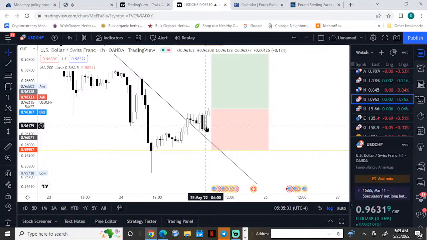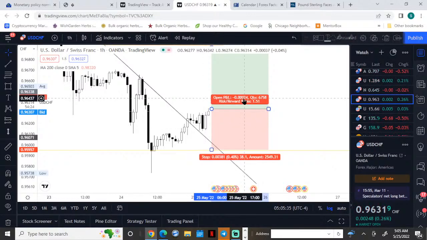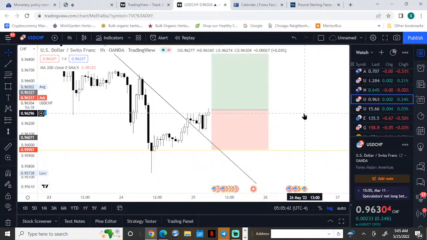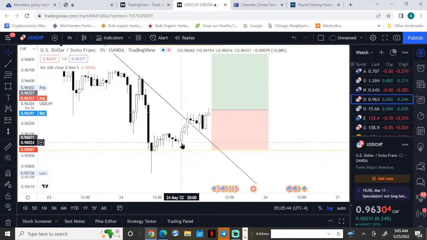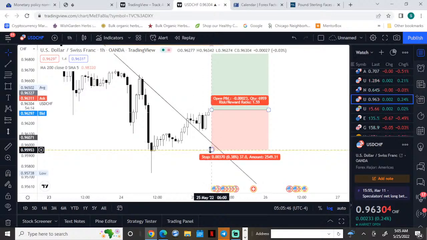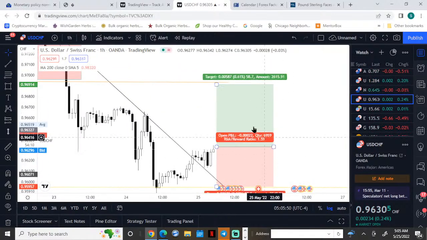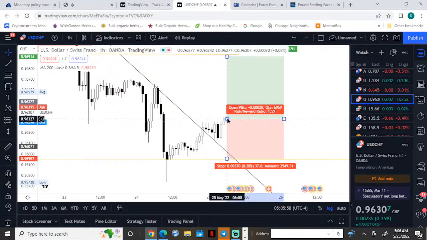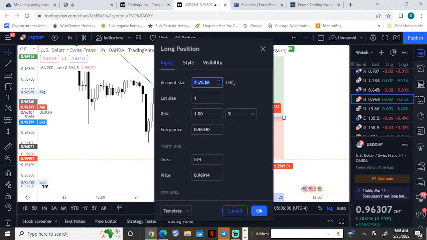My entry was 96327. I'm going to set my stop loss. I'll leave it here for 37 pips. TP 58 pips. Not quite a 1 to 2, but it's decent. I shall take it. I'm going to move that over.